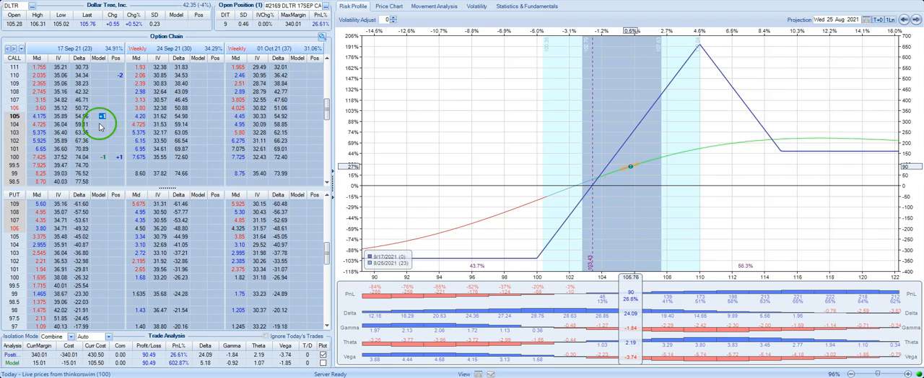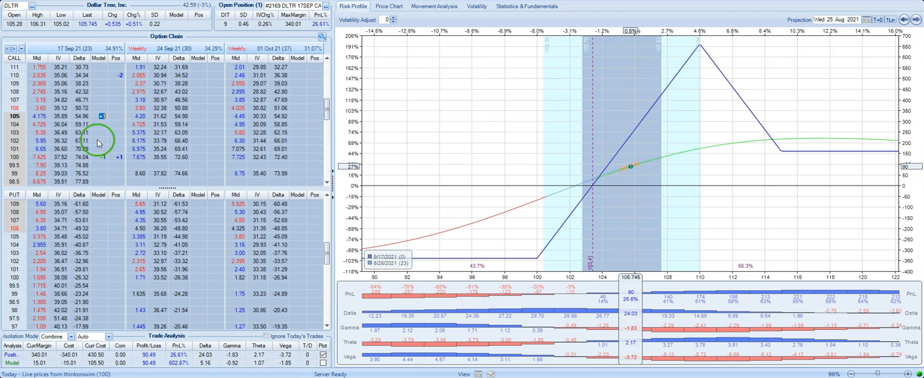Rolling the 100 up 5 points to 105 is going to make this a balanced call butterfly with $5 wings, right? So we're short 110, we're long 105, and we're long 115. This is going to be a balanced call butterfly.